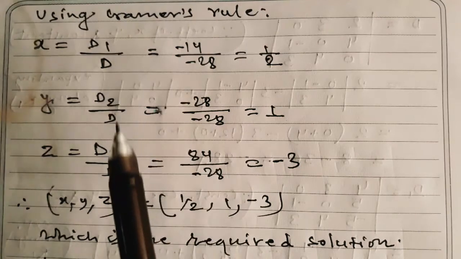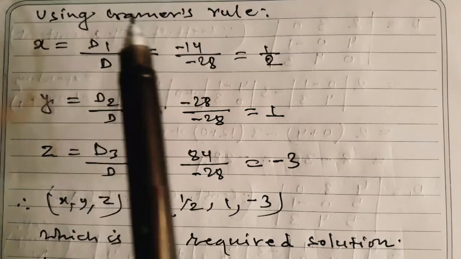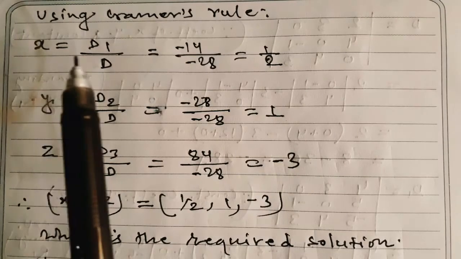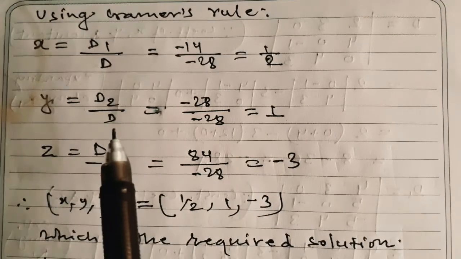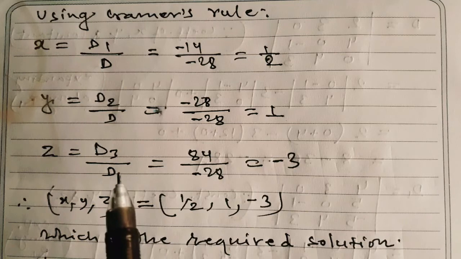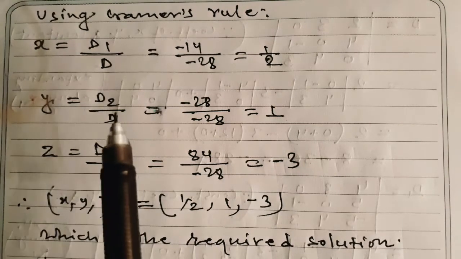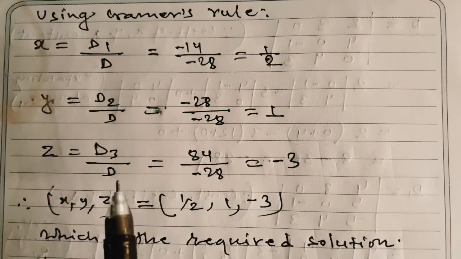So we have found the values of D1, D2, D3, and D. Now according to Cramer's rule, the value of X is equal to D1 by D, the value of Y is equal to D2 by D, and the value of Z is equal to D3 by D. So this is the formula of Cramer's rule.